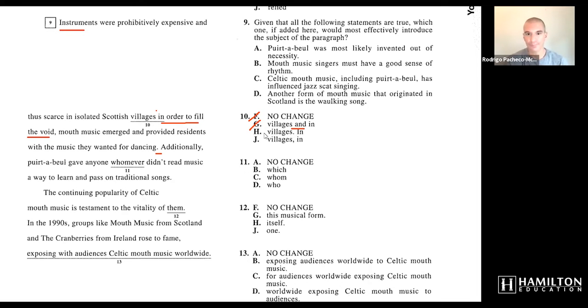We can eliminate G. H gives us a period after that first clause. That works, and this is why H is our correct answer. And we see that with J, we have a comma, but we don't have a conjunction. So that's what's missing there. And that's why we would eliminate J.